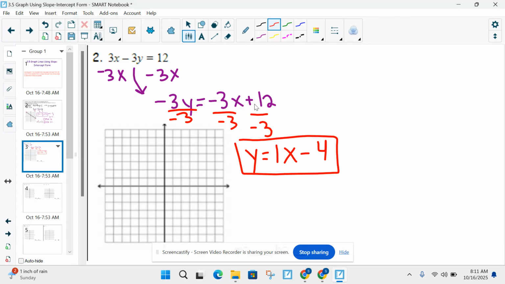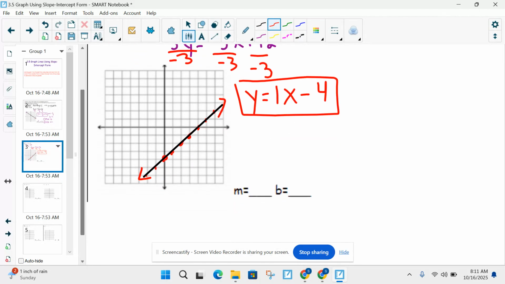So we'll start by plotting the y-intercept at negative 4, and then using the slope of 1 to graph more points. So up 1 over 1 for each point, and then also we can go down 1, left 1 to plot points in reverse. And that's the line, where the slope is 1 and the y-intercept is negative 4.